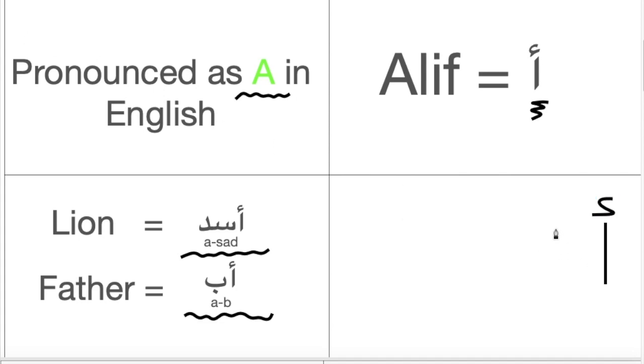Let's do it one more time. Alif, one big line. Then we put the Hamza on the top. It's almost like a two, but looking to the right side. One more time. One big line, Alif, and Hamza. That's how we write Alif.